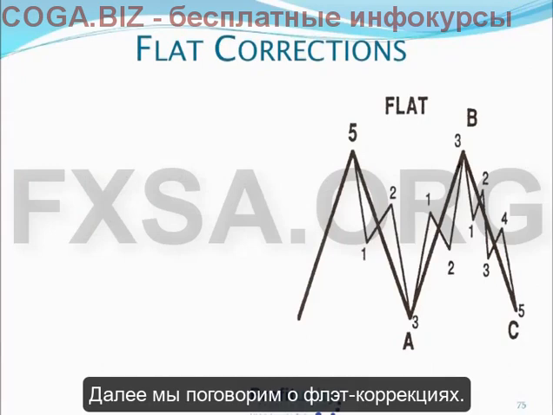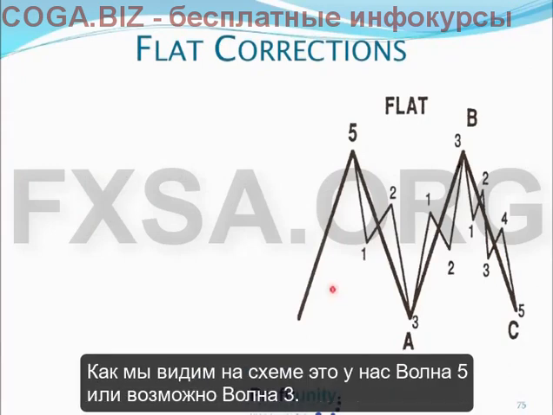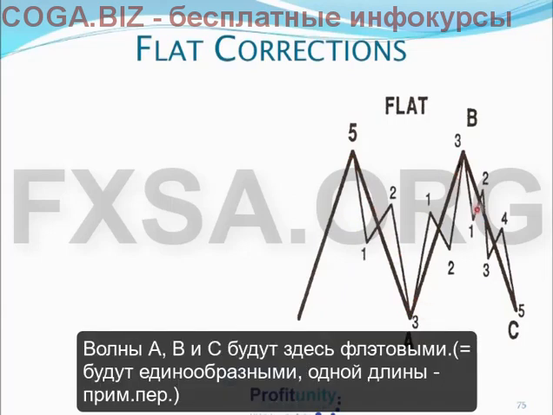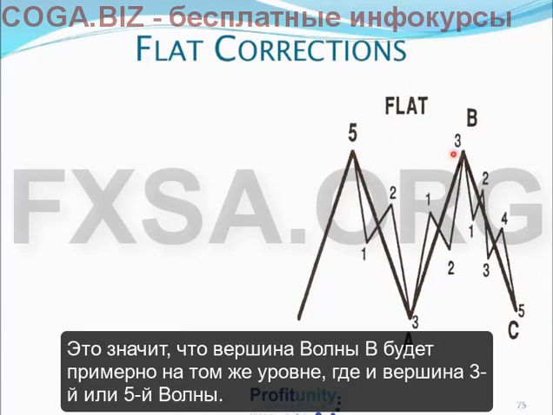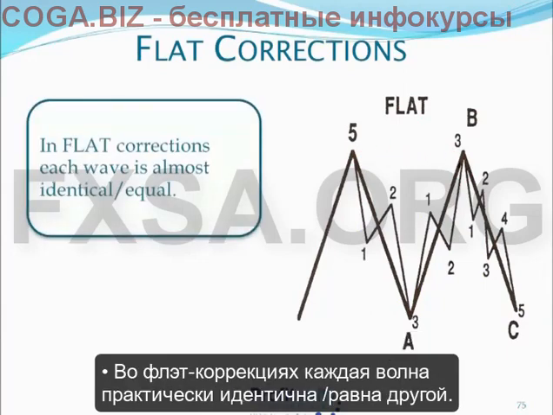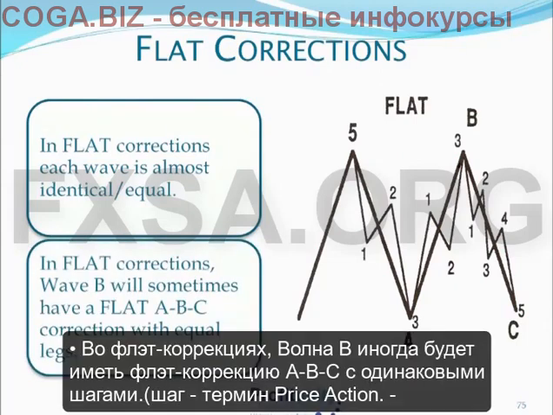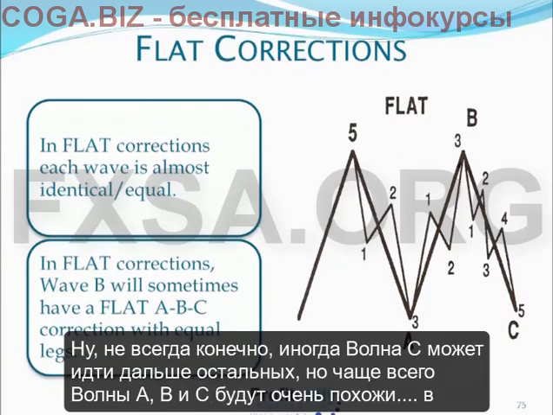The next we're going to talk about are the flat corrections. It's very obvious to see here on the diagram if this is wave 5, or it could be a 3. A, B, and C are going to be flat, meaning that the top of the B wave is going to be very close to the third or fifth wave. So in flat corrections, each wave is almost identical or equal. In flat corrections, the B wave will sometimes have a flat ABC correction with equal legs. So not always. You can have a C wave that may go further, but typically the A, B, and C wave are going to be very similar in the pattern.